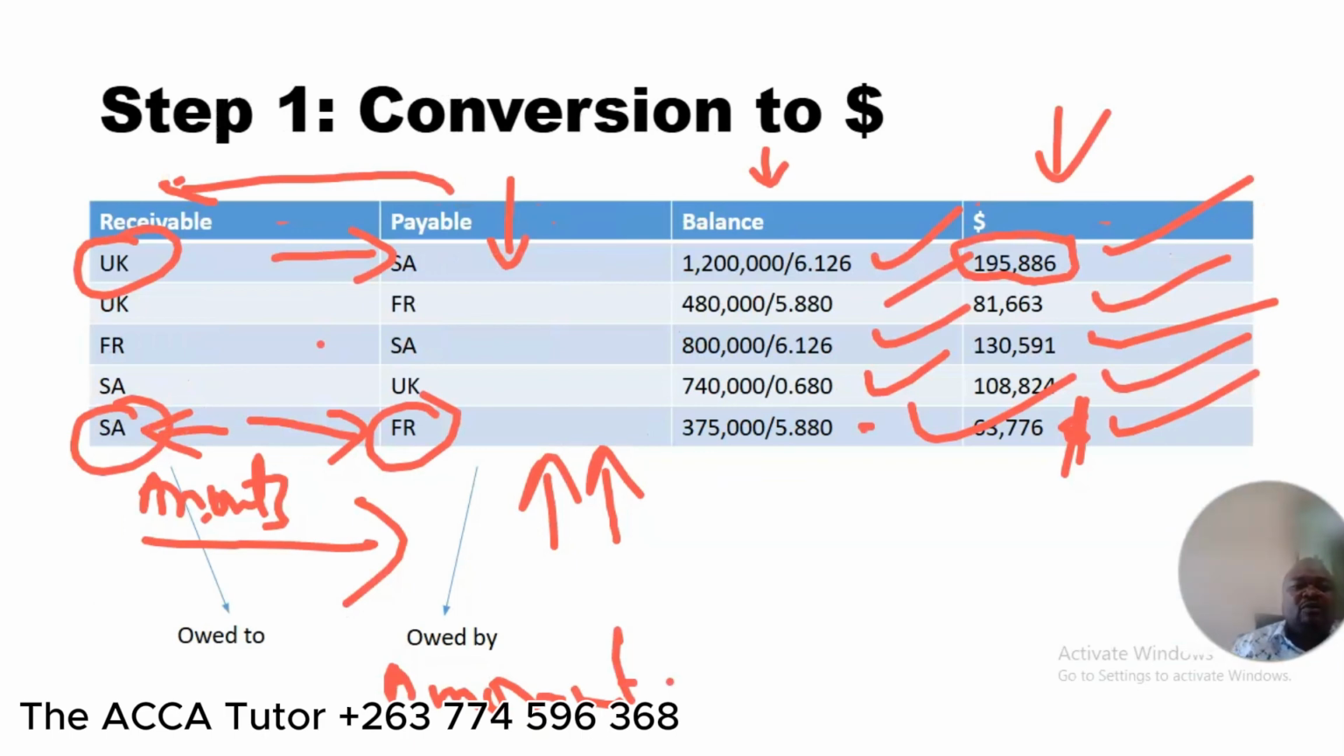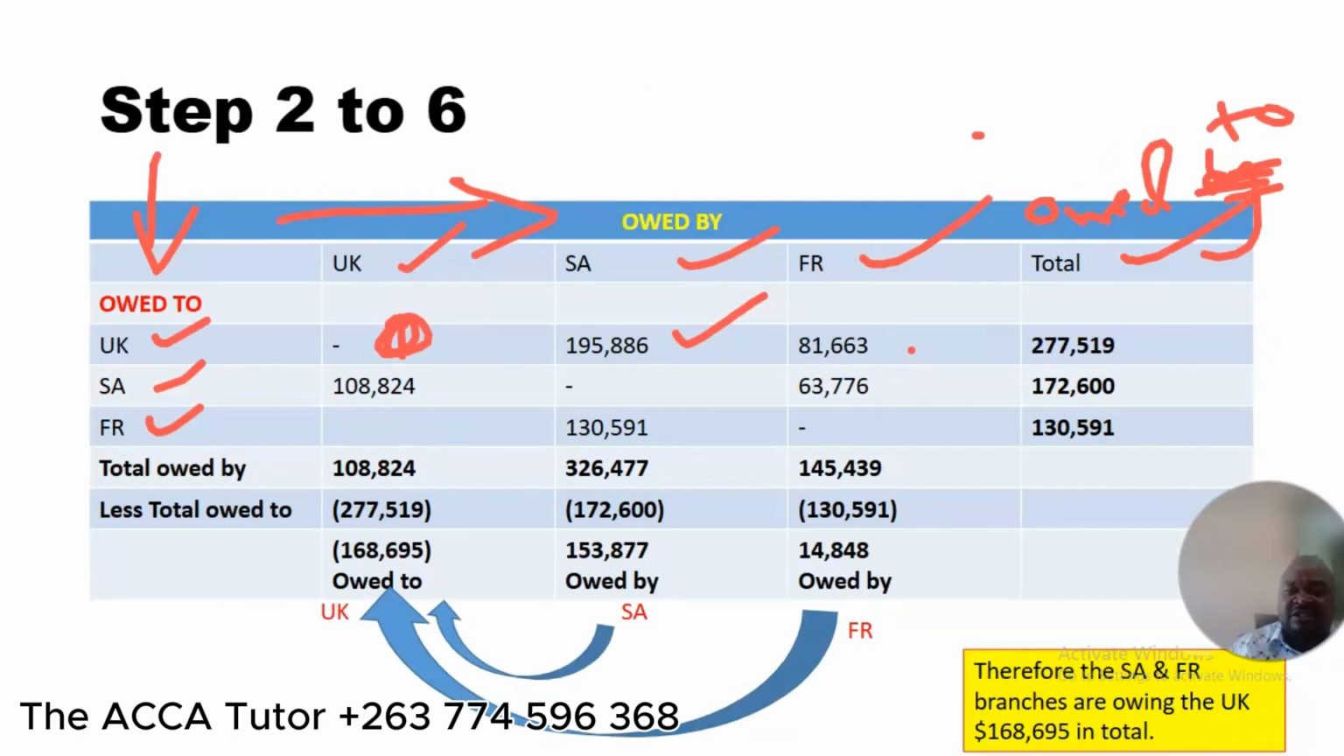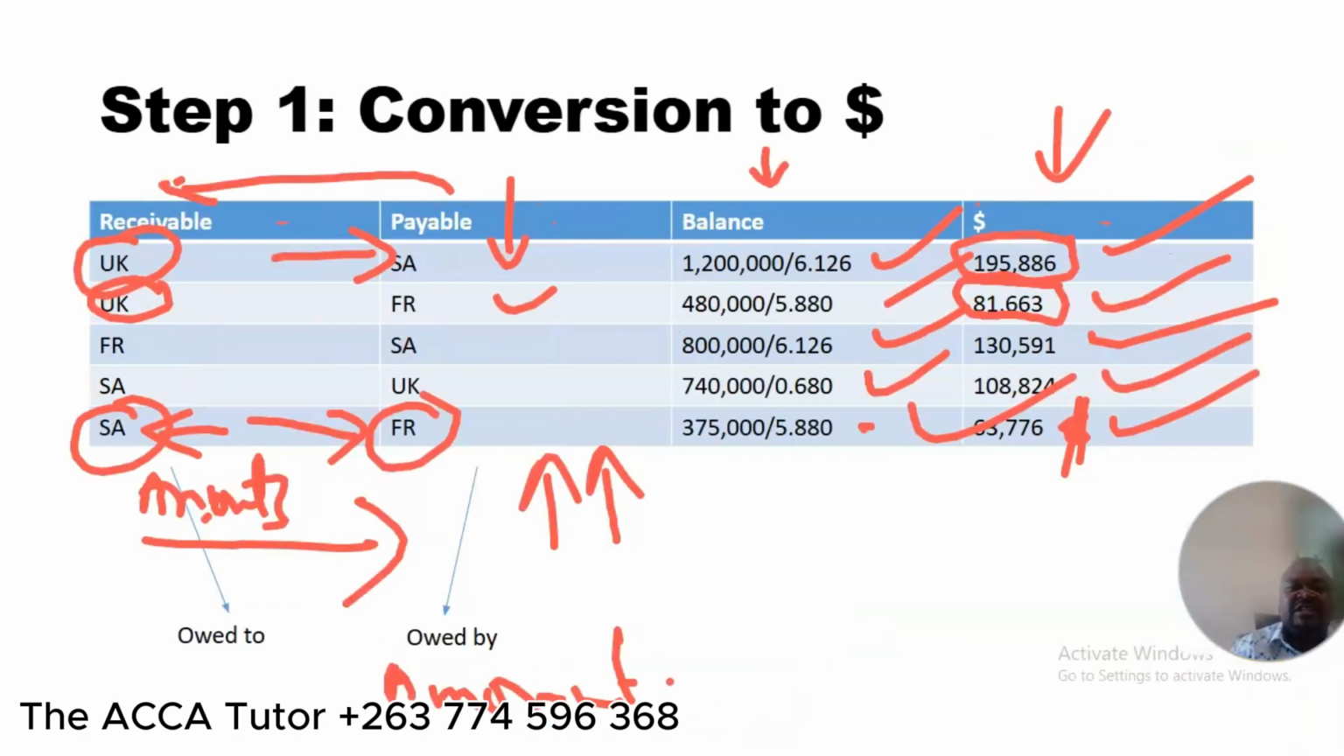Right? So we can also see that the UK was owed an amount by a French company, and this amount happens to be 81,633, and this is the amount which we have put there.